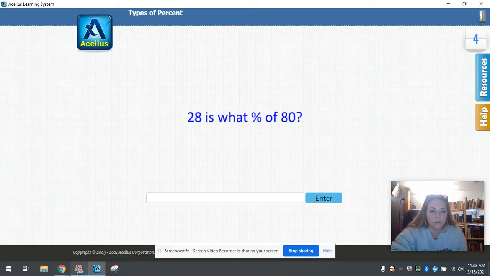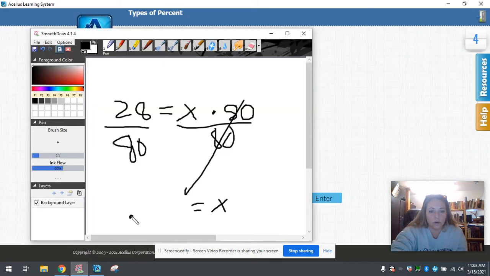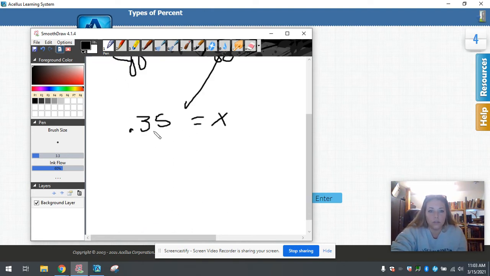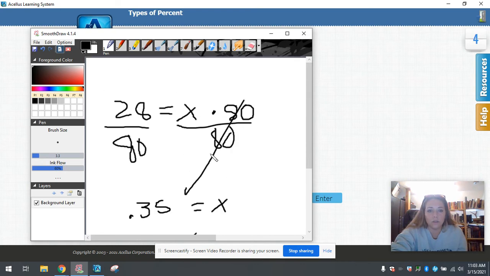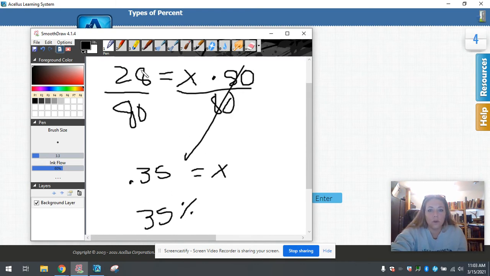I get 0.35. So here's the kind of tricky part. What I've gotten myself is a decimal form here. Remember, this is in the hundredths place. So what they want is a percent, not a decimal. 35 out of 100, or 35%, is my answer. So 28 is 35% of 80.